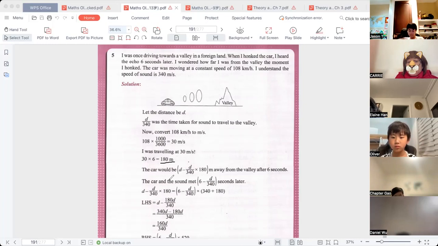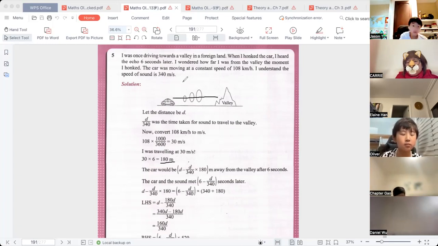Yeah. Correct? Okay. The car will be distance minus distance divided by 340 times 180 away from the valley after 6 seconds. Do you understand what it means? Because 180 is the distance this car traveled, right? And the d over 340 is what? It is how much time for this, what is the distance between that?